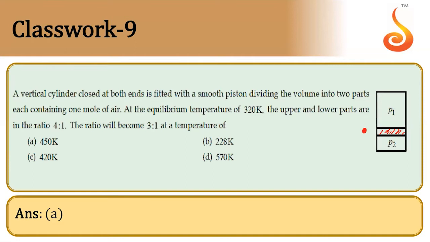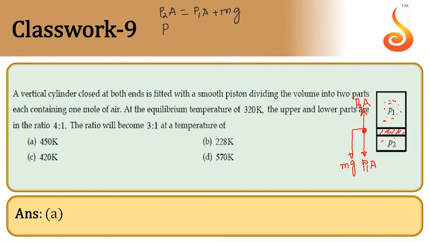so here P2 will exert an upward force on the piston. Am I correct? It is P2 into A. The pressure of this air will exert an upward force. The pressure of this portion will exert a downward force, P1 into A. Now mg will be acting downward. So initially, if you account for equilibrium, the sum of upward force: P2A is equal to P1A plus mg.